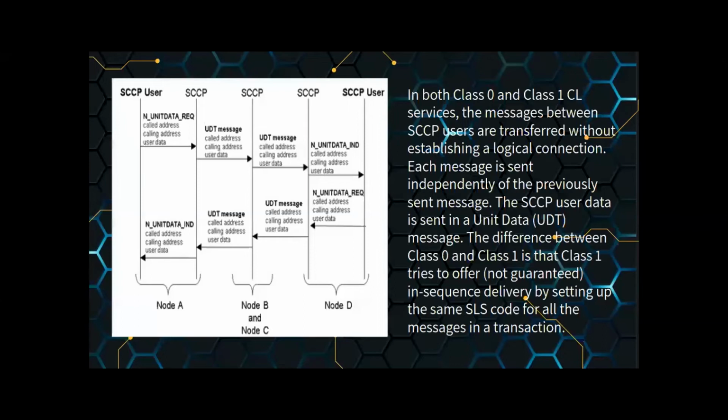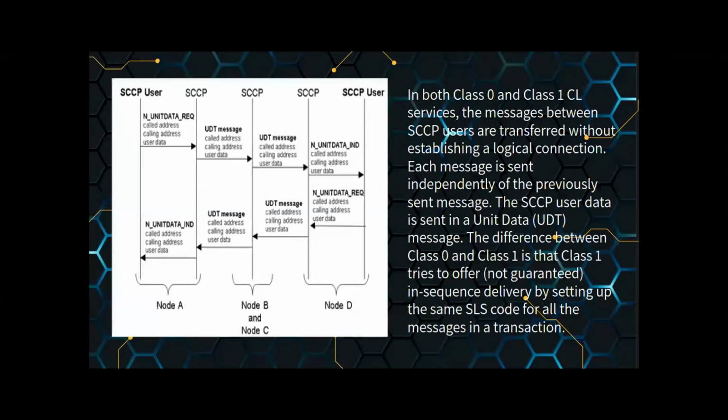Each message is sent independently of the previous one. The SSP user data is sent in a unit data message. The difference between class 0 and class 1 is that class 1 tries to offer, but not guarantee, in-sequence delivery by setting the same SLS code for messages in a transaction.